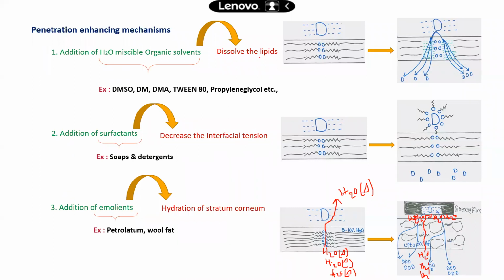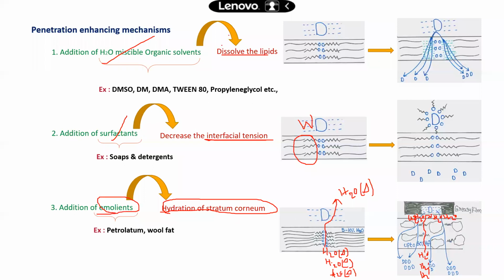The first one is dissolving the lipids, by addition of a water-miscible organic solvent. The second one is decreasing the interfacial tension, because the drug is aqueous in nature whereas the membrane is lipophilic in nature, so these are two immiscible liquids. Interfacial tension is reduced by addition of a surfactant. Next, you increase the moisture content in the stratum corneum, thereby the fluidity of the stratum corneum increases. The fibers become loosened, the space increases, and the penetration of the drug also increases. Such substances are called emollients.